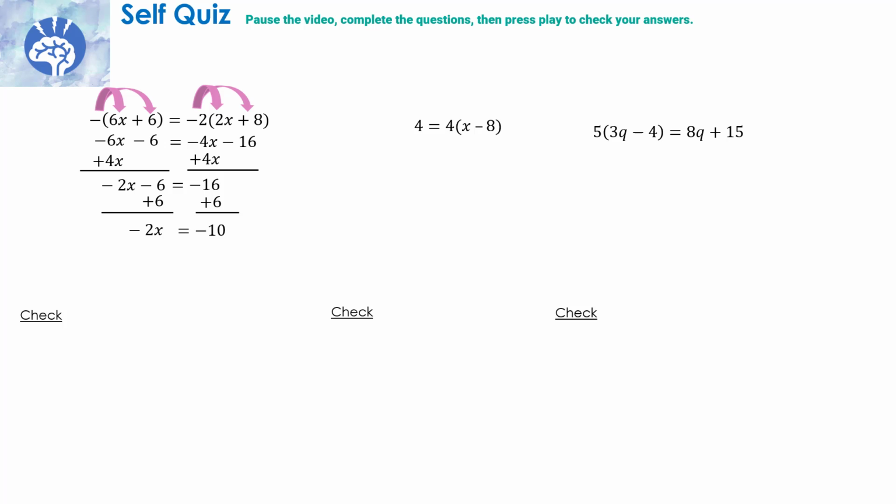I want x, not negative 2x. So I divide by whatever's hooked to the variable, which happens to be negative 2, and we end up with 5, because a negative divided by a negative is a positive.